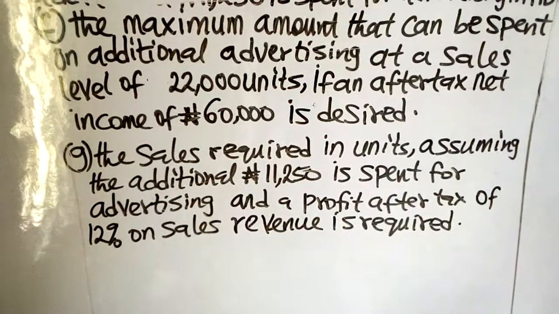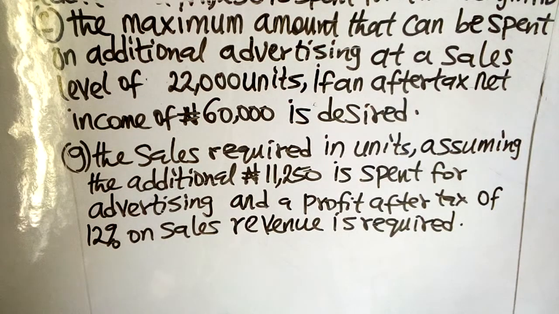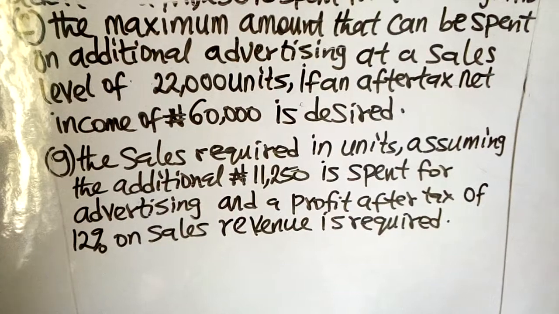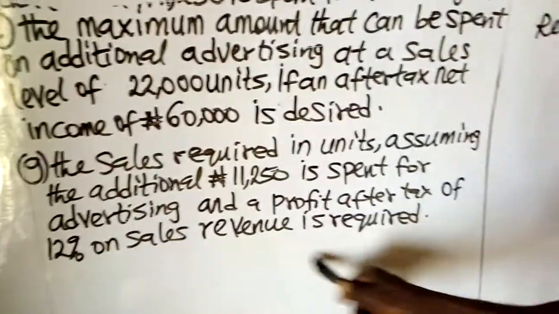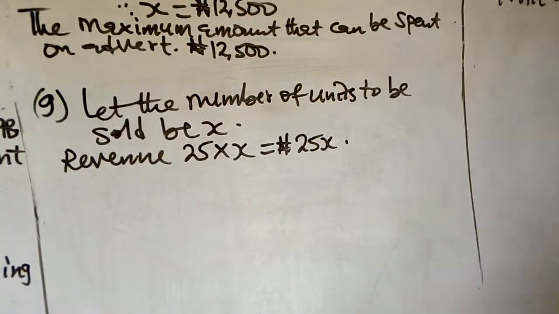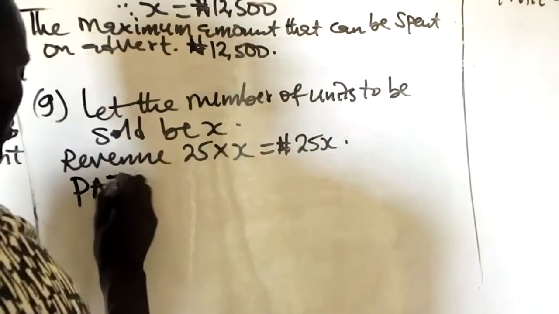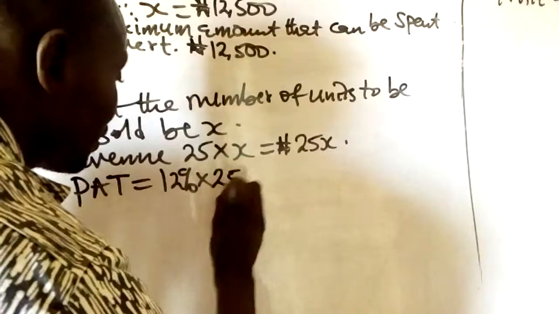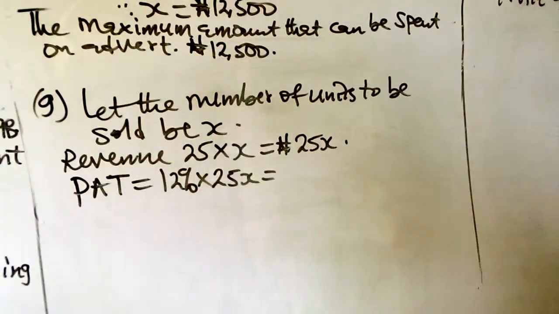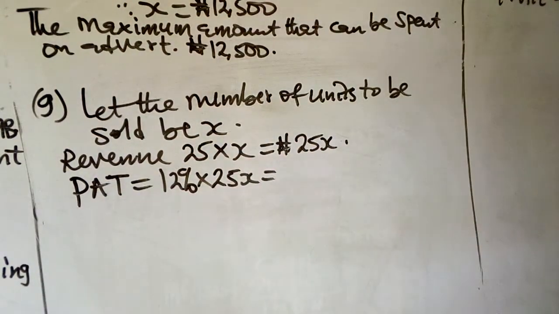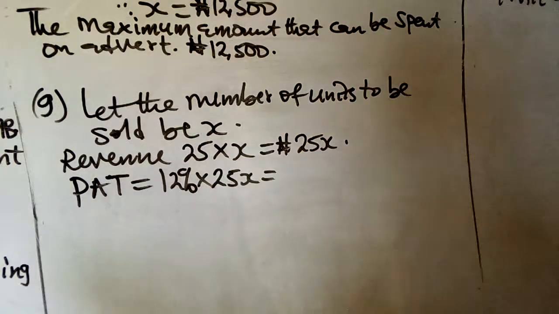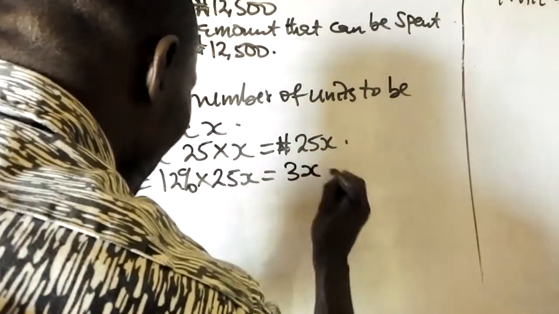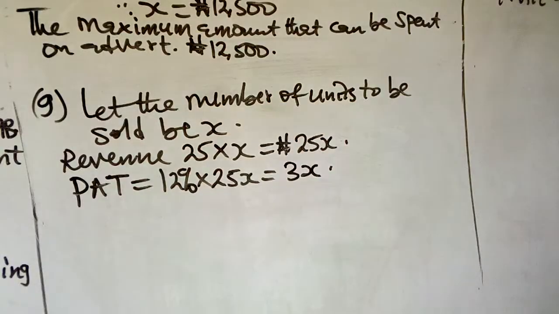Now, the profit after tax desired is 12% of sales revenue. So profit after tax will be 12% of sales revenue, which is 25x. 12% of 25x gives us 3x. That is our desired profit after tax.